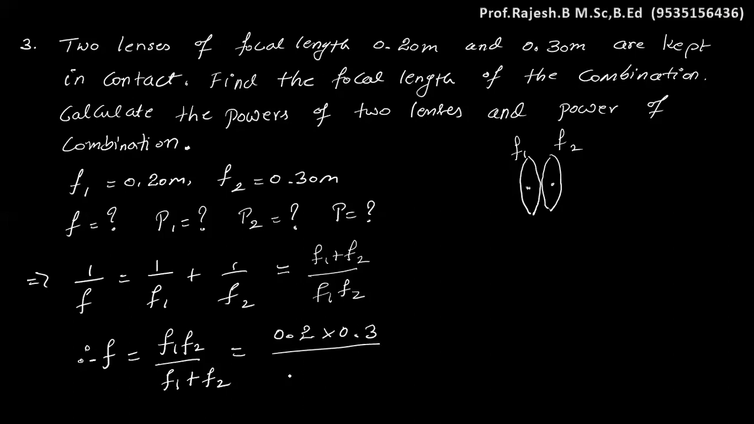Substitute the values, 0.2 plus 0.3. So here we are getting 0.06 divided by 0.5. So the focal length of the combination is 0.12 meter. So this is the focal length of the combination. And next we have to find the power of the individual lenses and then the combination, right? So here we have the focal length of this combination. We can find out the power of the combination very easily now.